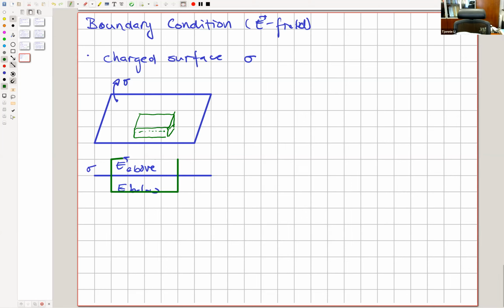I've got a box that goes in and out like this, and pierces through this surface, and then I can simply use Gauss's law. In this case, Gauss's law dictates that the integral over some closed surface of E dot dA equals the total charge enclosed over epsilon naught.